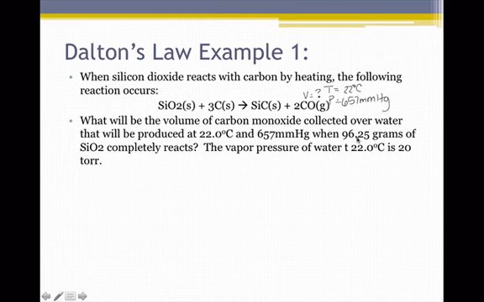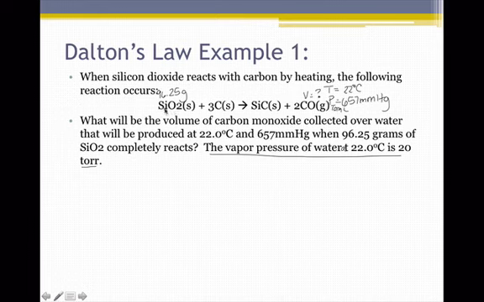And this is when 96.25 grams of the silicon dioxide completely reacts. The vapor pressure of water at 22 degrees Celsius is 20 torr. What we're going to do with this information is adjust the pressure that they gave us. This is P total. We need to get the pressure of just the gas. I'm going to get to that in a second.